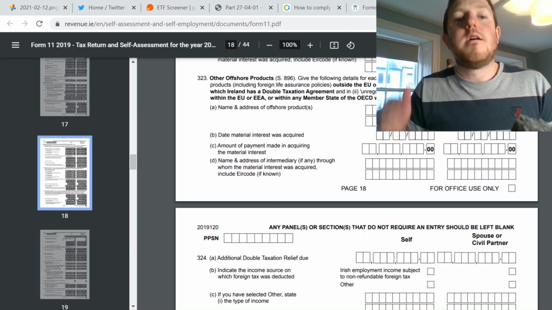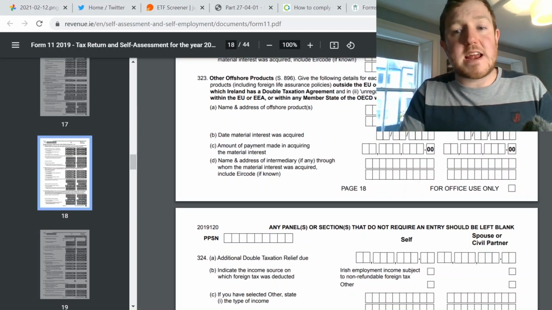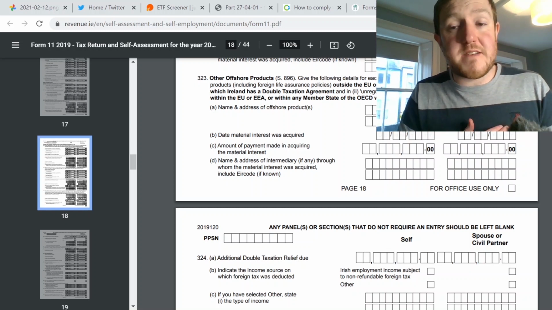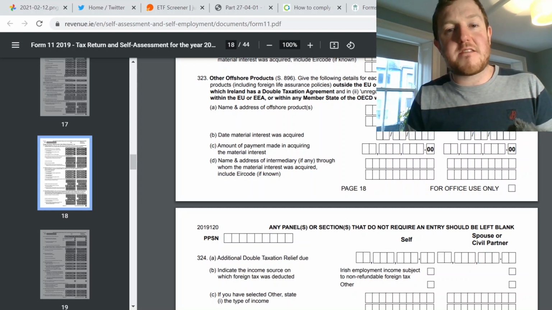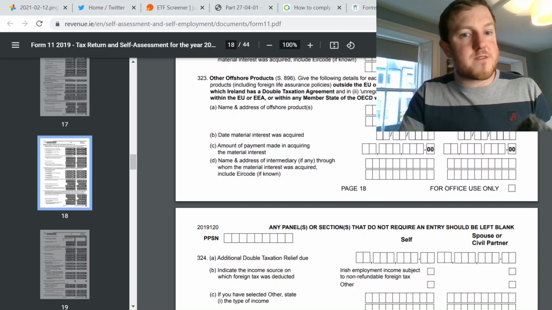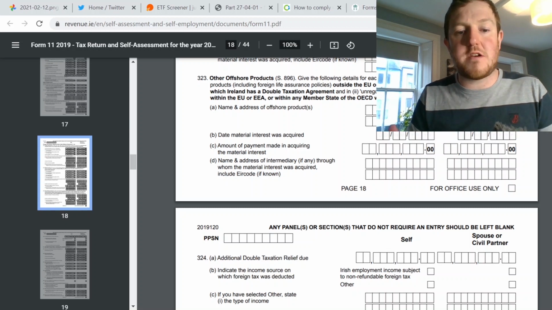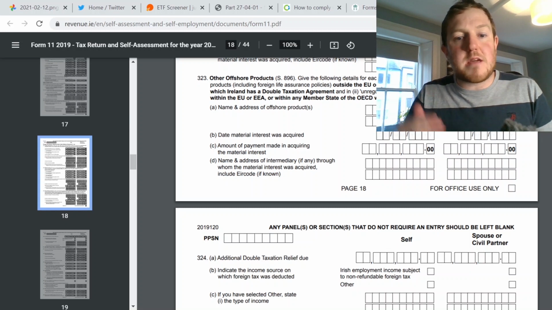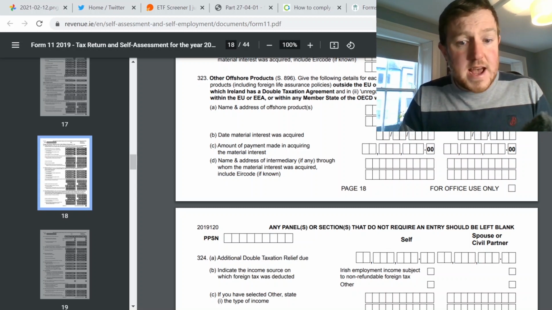That's pretty much it. Then section 323 is for unregulated funds, and I'd say for 99% of people, this won't be relevant either, because most of the ETFs available to retail investors in Ireland, say on DEGIRO, are all based in the EU, more or less. So I'd say the majority of people won't have to worry about this section. You'll be looking at section 322. But if you are, it's pretty much the same details. You put in the address, the date it was acquired, and the amount you have put into it. And that's pretty much it.